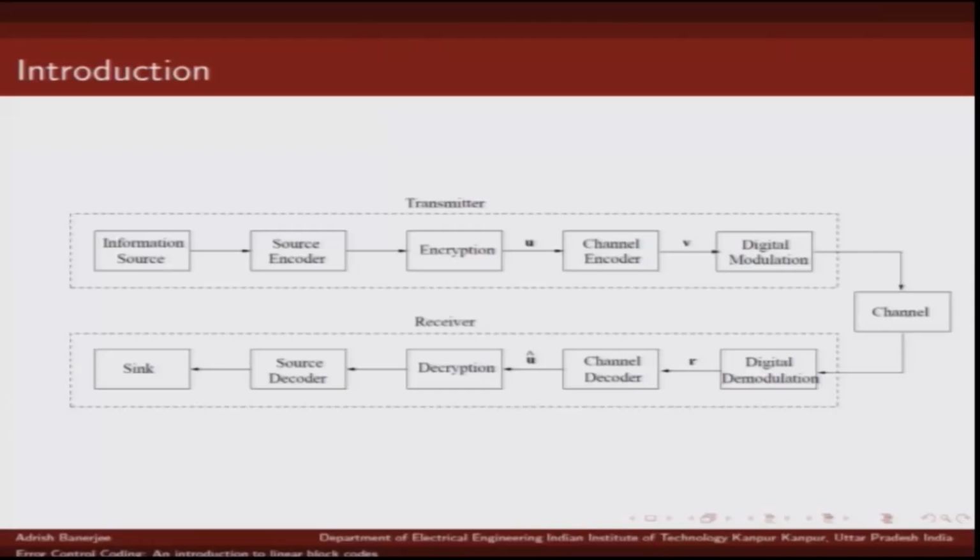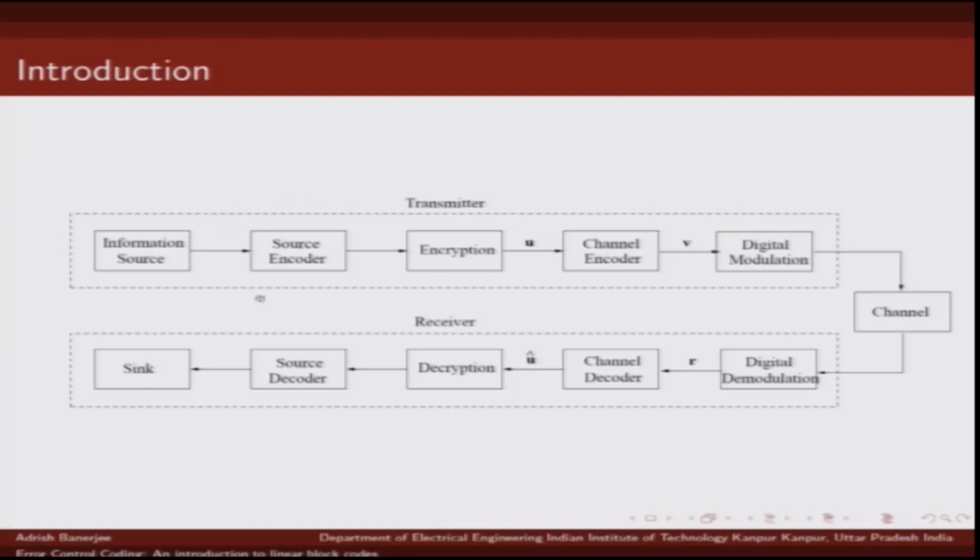We will start with the block diagram of a digital communication system. So, this is a block diagram of a digital communication system. We have our information source, which is basically the message that we want to transmit. The first block that you see is the source encoder. Now, the source encoder essentially does data compression. It tries to represent the source efficiently in terms of the minimum number of bits required to represent the source.